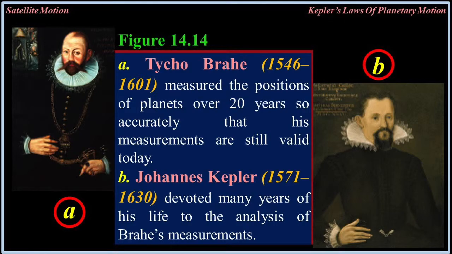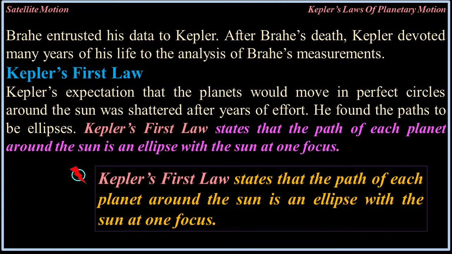Figure 14.14a. Tycho Brahe, 1546 to 1601, measured the positions of planets over 20 years so accurately that his measurements are still valid today. B. Johann Kepler, 1571 to 1630, devoted many years of his life to the analysis of Brahe's measurements. Two giants in astronomy. Brahe entrusted his data to Kepler. After Brahe's death, Kepler devoted many years of his life to the analysis of Brahe's measurements.